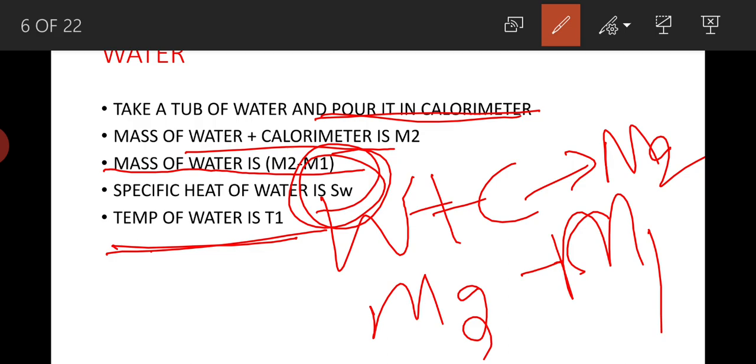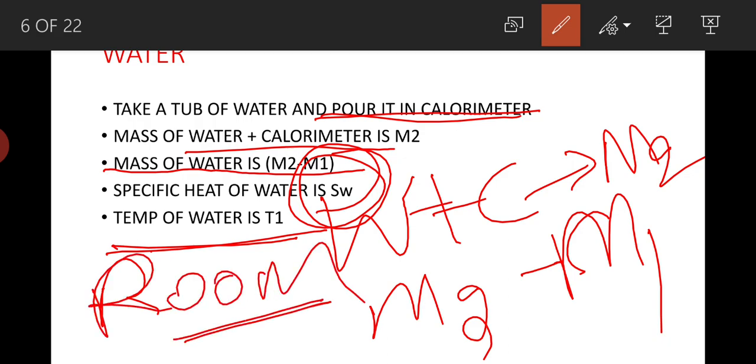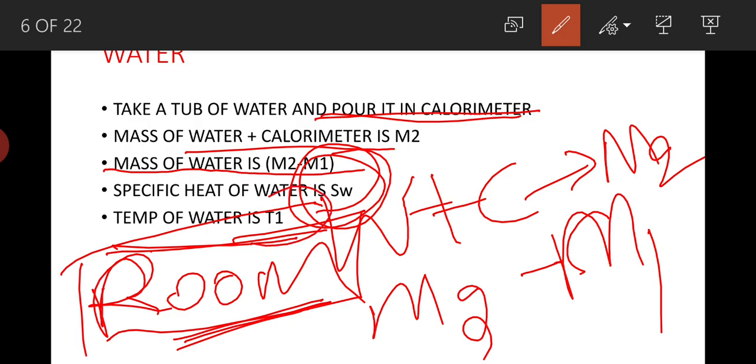Remember, water and calorimeter will always be at the same temperature because initially they are at room temperature. All the substances present in the room will be at the same temperature. For example, if you, your father and your mother are in the room, then all three of you will have the same temperature, whatever the temperature of the room is. So calorimeter and water are present in the room, that is why they are at the same temperature, that is T1.